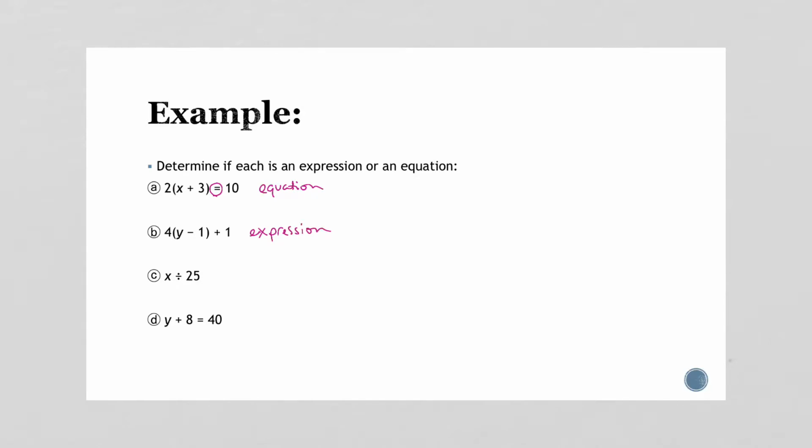Part C, there's no equal sign, so this is also an expression. And part D, there's an equal sign, so this is an equation.